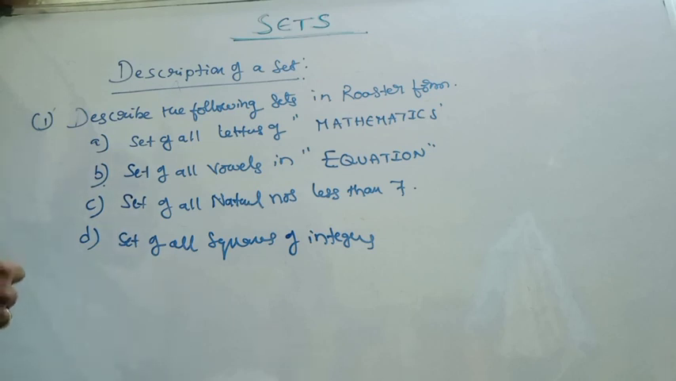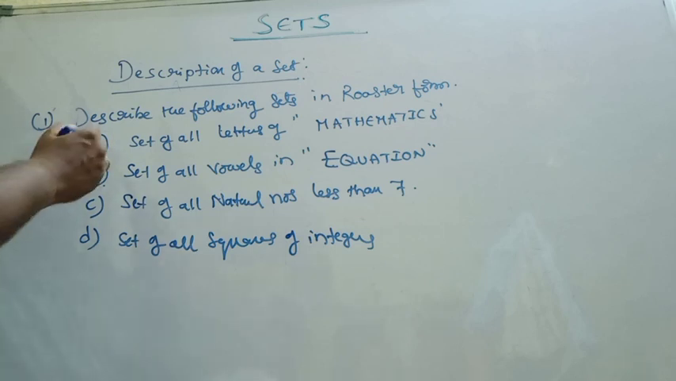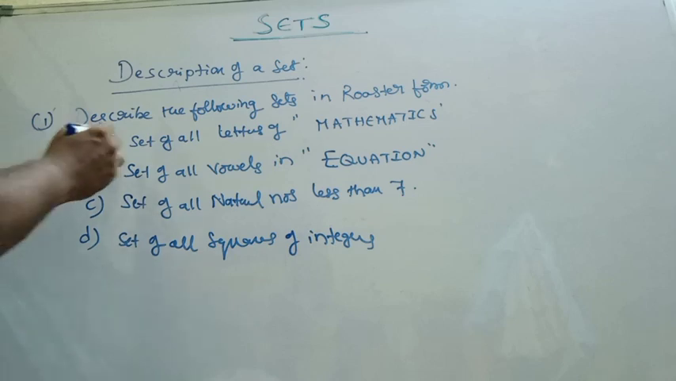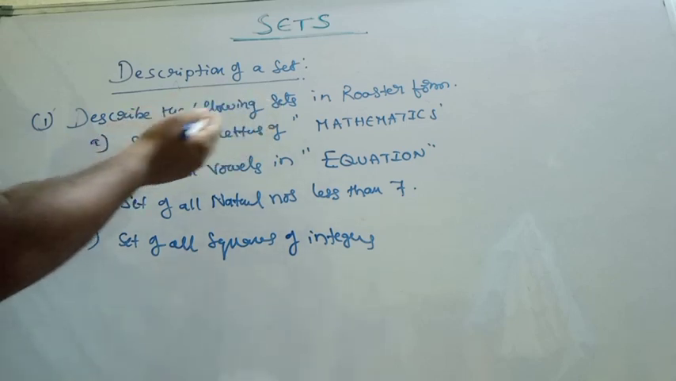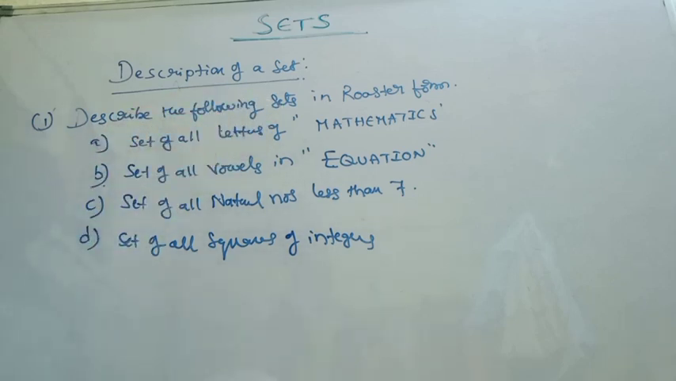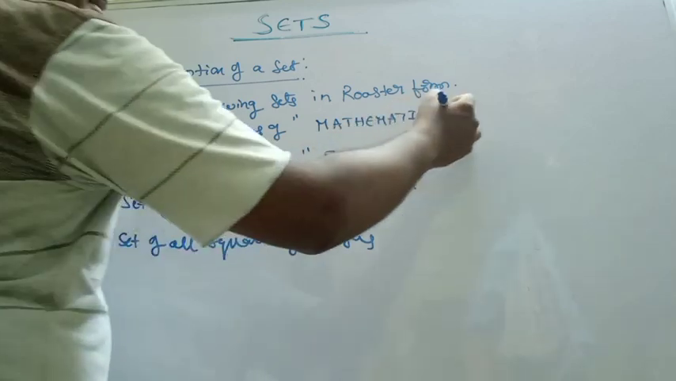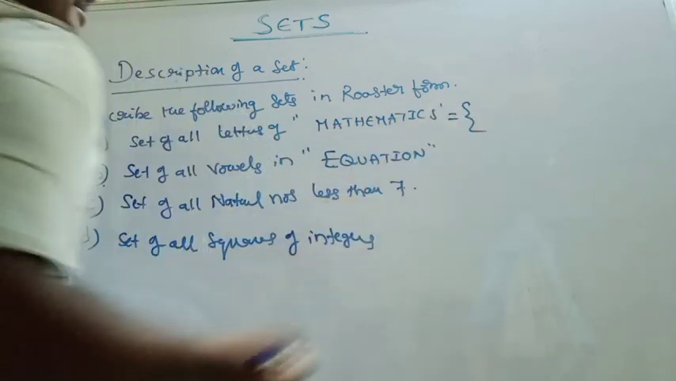Describe the following sets in roster form, right? That is what we have here. First problem: the set of all letters of mathematics. The first one, we need to represent this in roster form or tabular form. That means what you are going to have like this, right?